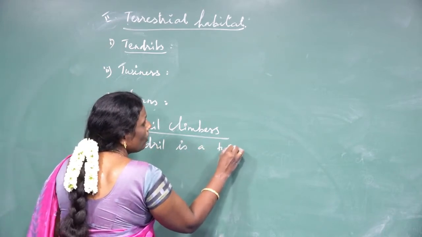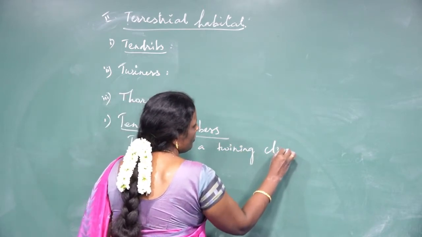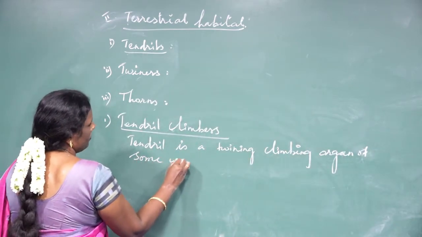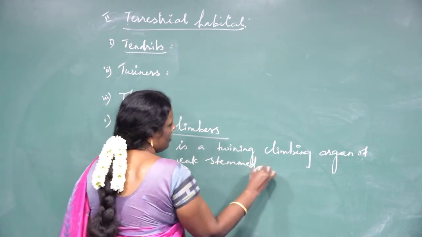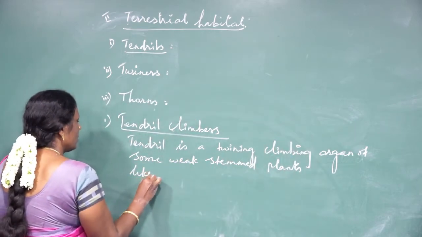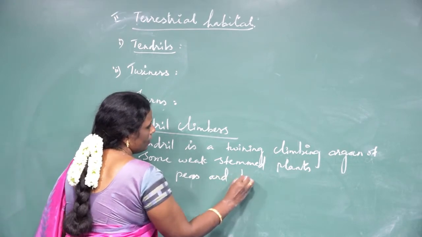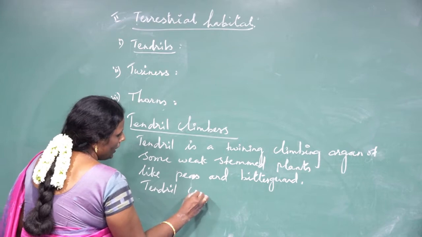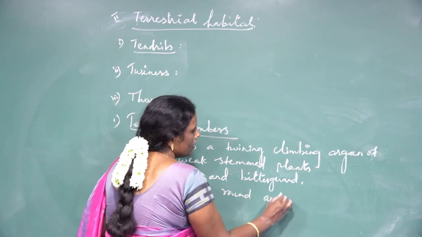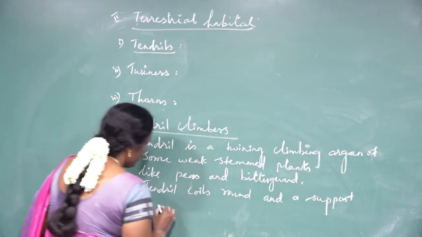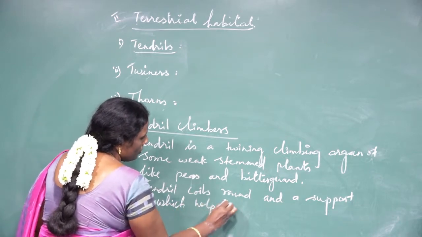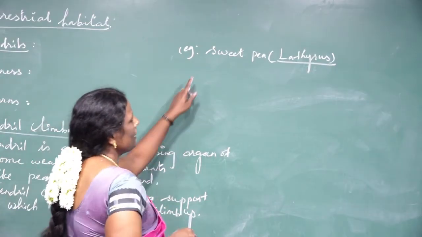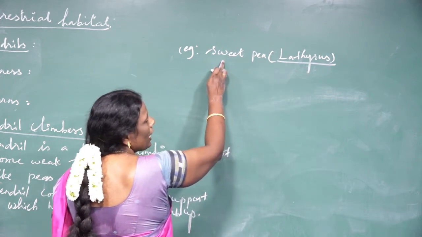Tendril is a twining climbing organ of some weak-stemmed plants, like peas and bitter gourd. The central coil is round and acts as a support which helps the plant to climb up. For example, sweet peas. Lathyrus is the botanical name for sweet peas.